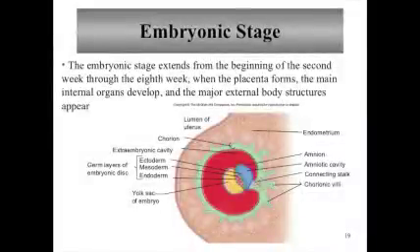Embryonic stage. The embryonic stage extends until the 8th week of prenatal development. During this time, the placenta forms, the main internal organs develop, and the major external body structures appear. After the 8th week, the offspring is called a fetus.